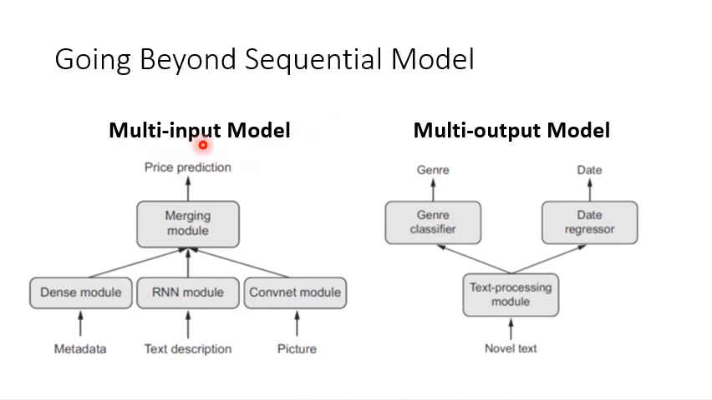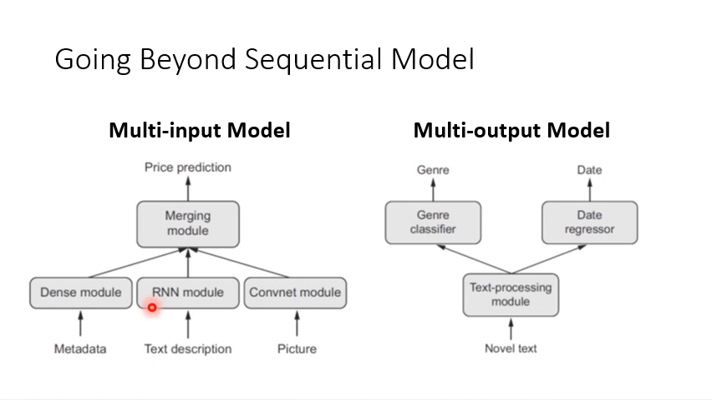The first is the multi-input model. Suppose we want to predict the price of a product, for example, clothes or a house. Then we can use multi-modal data. Suppose we are predicting the price of a house. We can use the metadata or meta information, such as the location of the house, the age, and the number of rooms. Remember the Boston house price prediction example? So we can use a dense module to process the meta information.